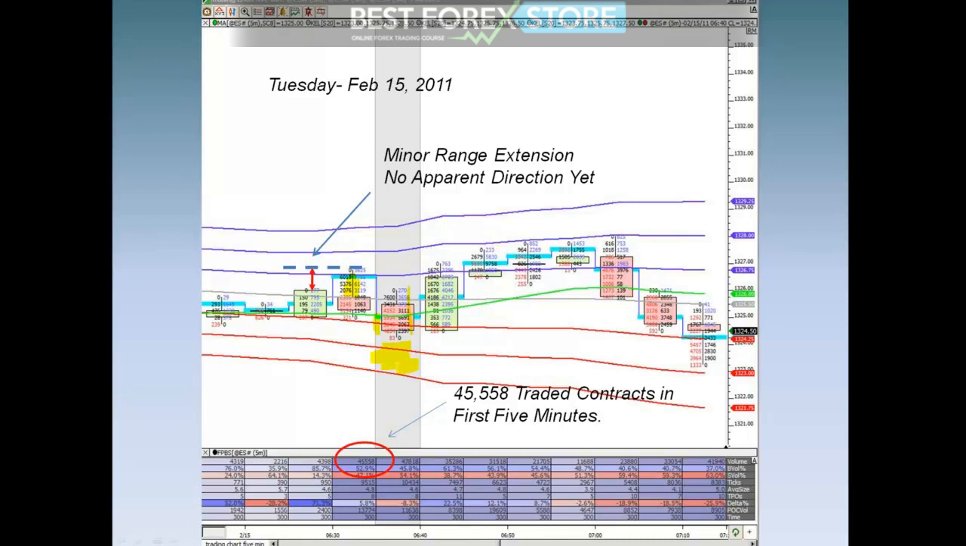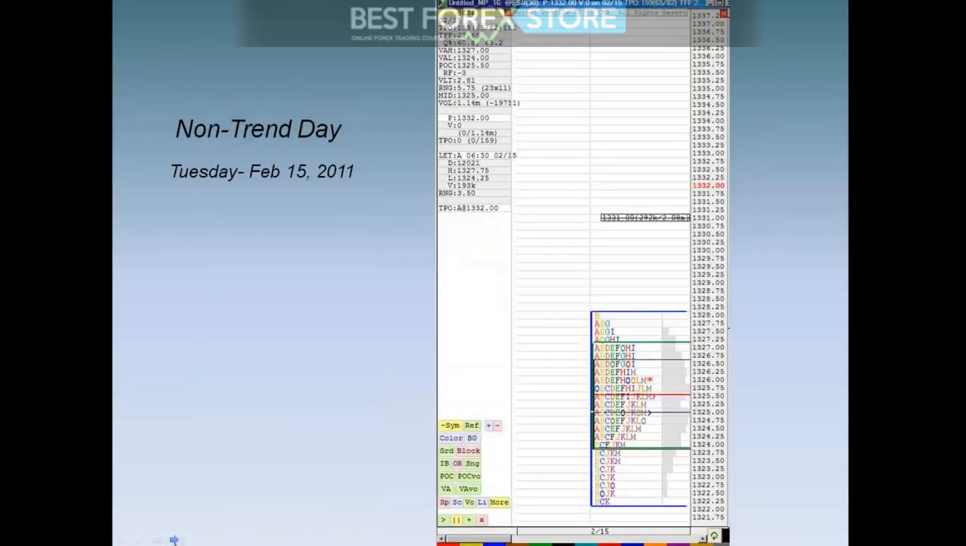So it is very important to look at volume and to look at what is happening to range extensions and which direction the range extensions are going in. So you don't just look at numbers, you have to be able to identify and understand what these numbers mean.